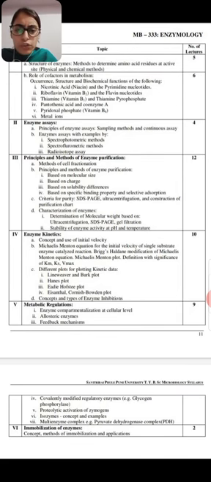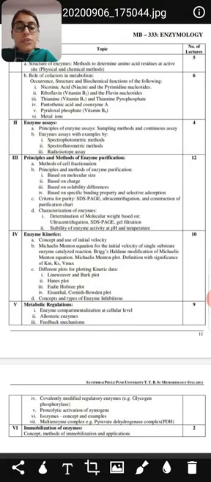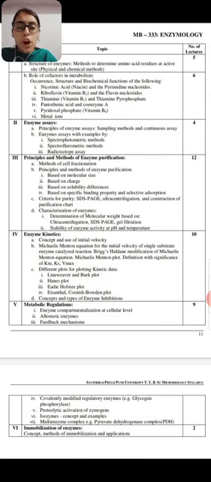Second is the spectrofluorometric method. Here you will use fluorescence. Now what is fluorescence? Fluorescence is the phenomenon in which a substance absorbs light at a particular wavelength and emits light at a higher wavelength. So using this concept, we are going to see how much enzyme is present in the given sample.